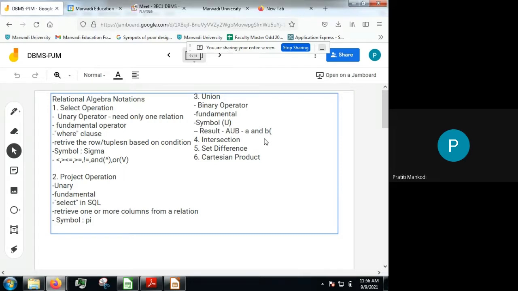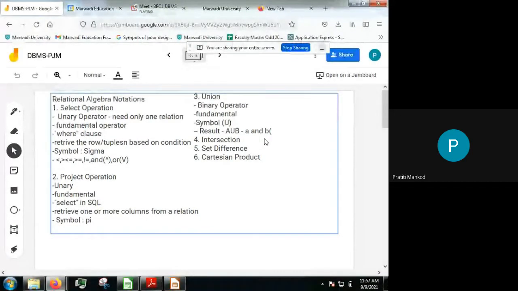For example, structure, union. These are derived data type because it is a collection of primitive data type. But your integer, float, character, these are primitive data type. Similarly, some operators in relational algebra are fundamental, that is primitive, whereas some are derived one, that can be derived with the help of primitive.